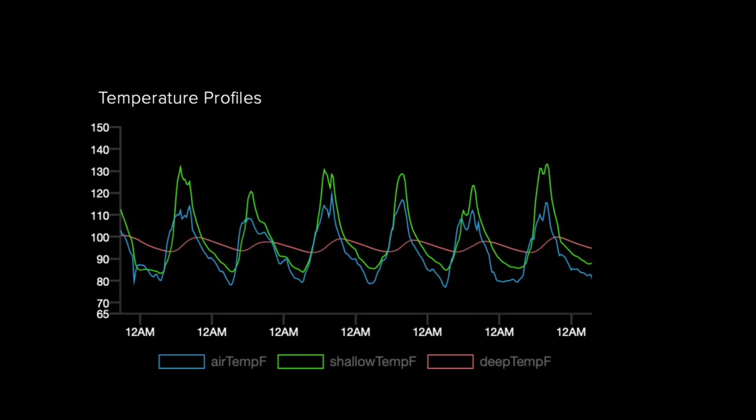So here's the temperature profile for my 3 sensors before our first significant monsoon storm. Here you can see that the shallow temperature recorded by my sensor just beneath the soil surface is significantly higher than air temperature, and that things are pretty constant over time.